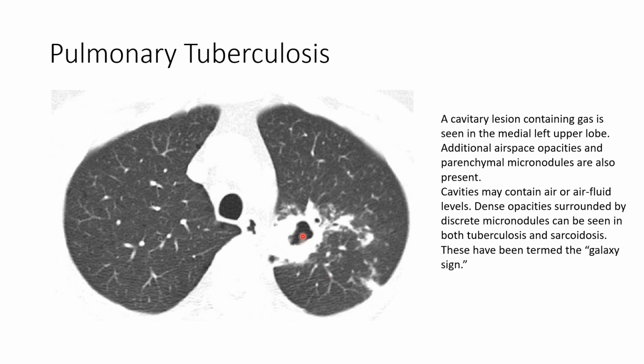Cavities may contain air or air fluid levels. Dense opacities surrounded by discrete micronodules can be seen in both tuberculosis and sarcoidosis. These have been termed the Gleason sign.